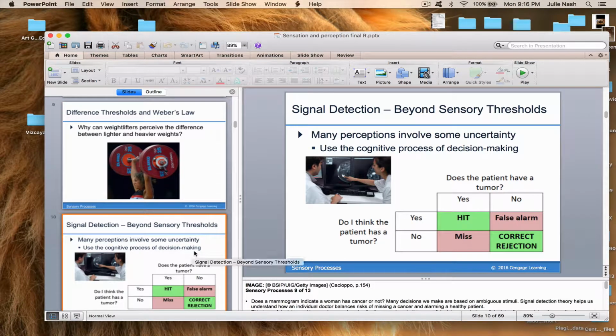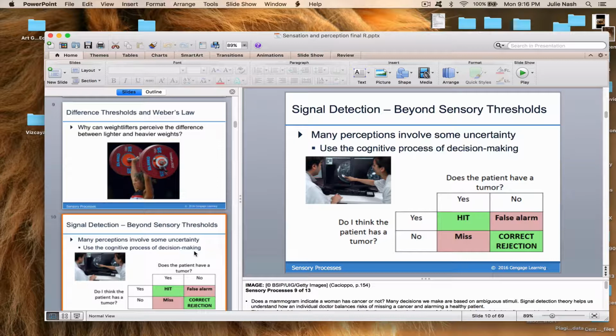Okay, so signal detection theory says, look, there's really no such thing as absolute thresholds. Our determination of how we detect something is really our motivation behind it, the state of mind that we're in, the elements of the experience or the environment at the time. How motivated are we to detect the stimulus that we're trying to detect?